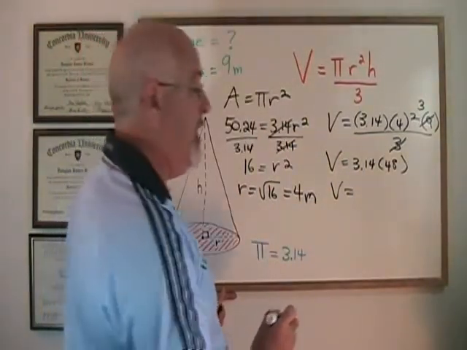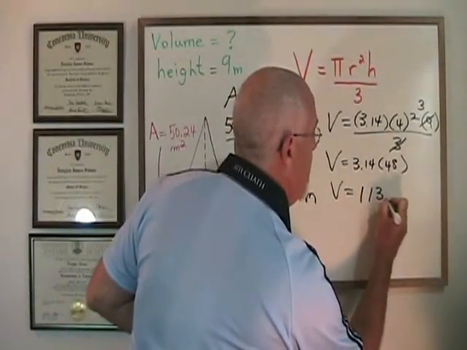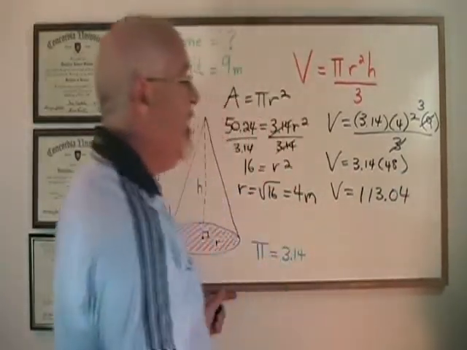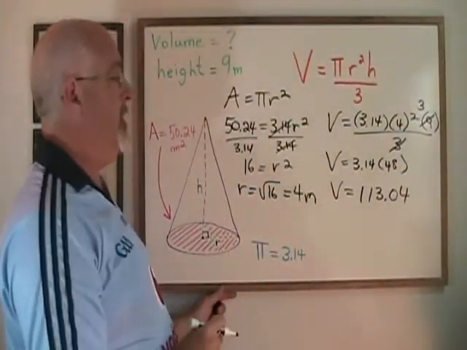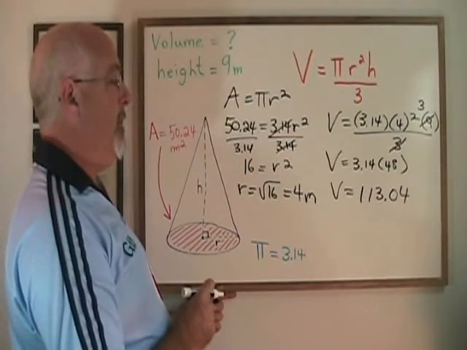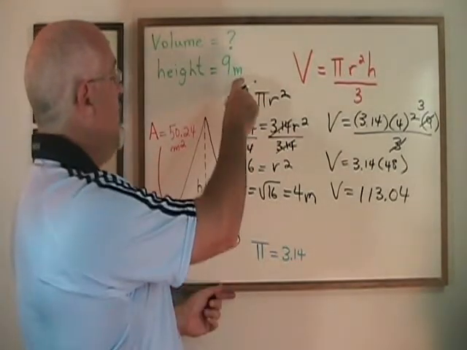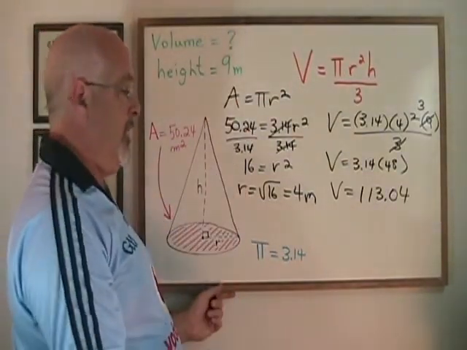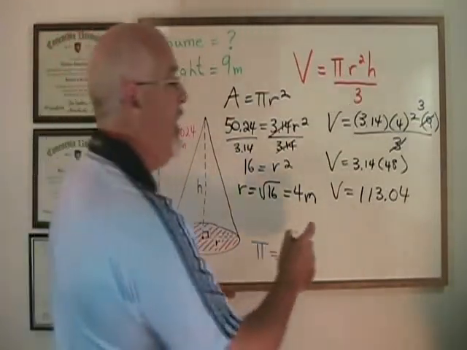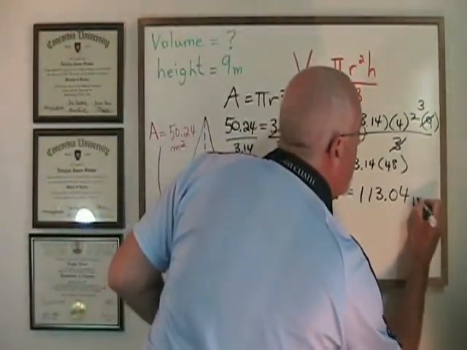3.14 times 48 is equal to 113.04, and that is our answer. That is the volume of this cone. But we need its unit of measure. Because we were dealing with meters and meters squared up until this point, the volume of this cone is 113.04 meters cubed.